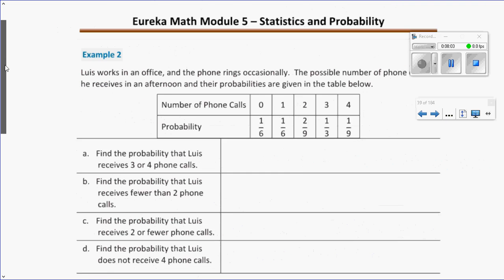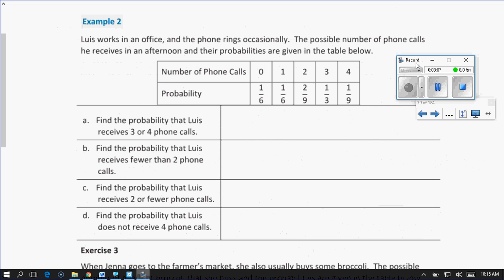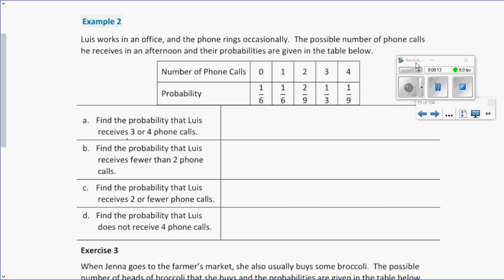Example 2, Luis works in an office and the phone rings occasionally. The possible number of phone calls he receives in an afternoon and their probabilities are given in the table below. Okay, let's find the probability that he receives 3 or 4 phone calls. It's not separate, it's telling you to put those together. Like, what's the probability that he would receive 3 or 4, which is on the high end? All you do is 1/3 plus 1/9.